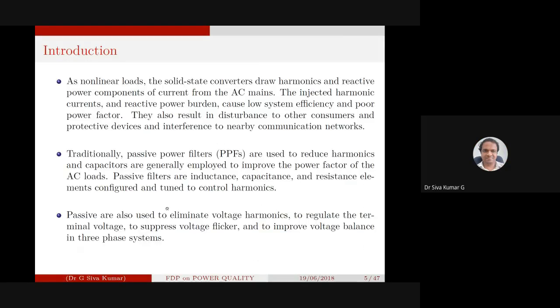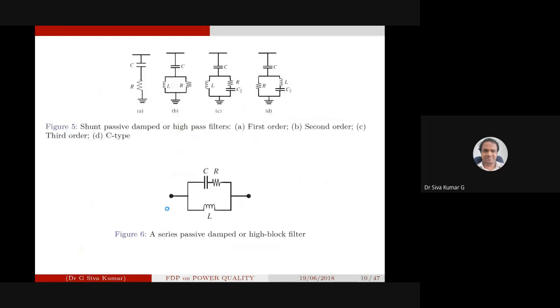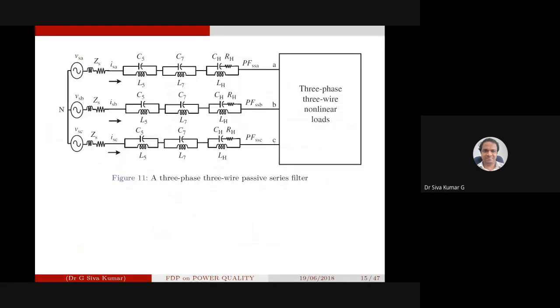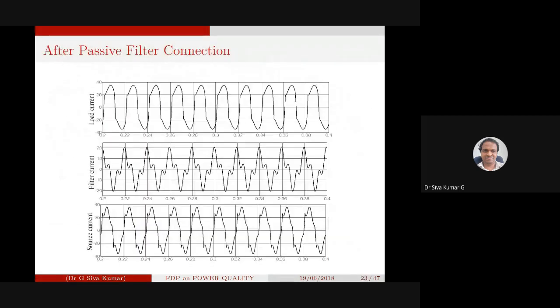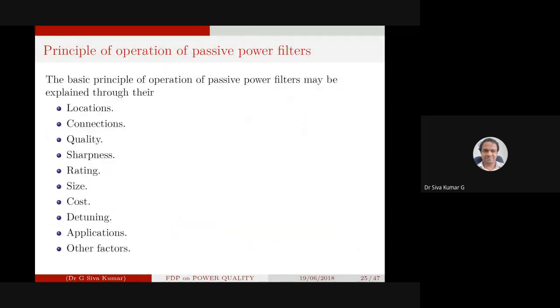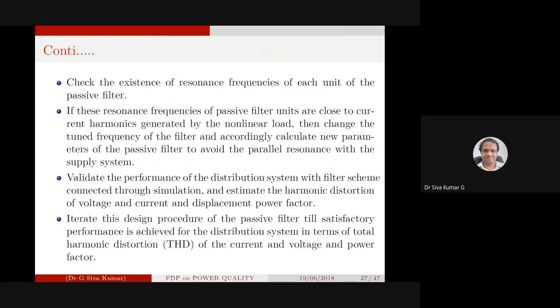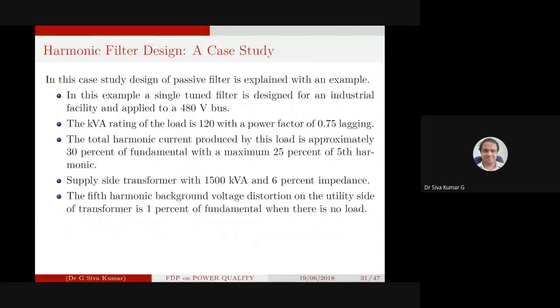The problem which I was discussing, there was a slight mistake over that. Okay. Anyway, I'll try to discuss the filter design again.